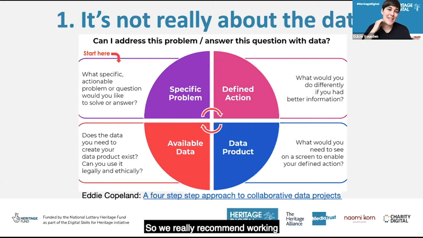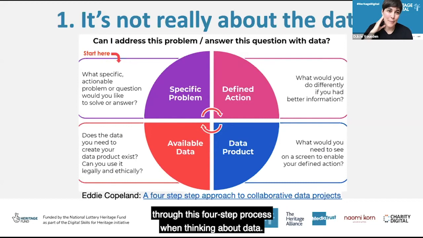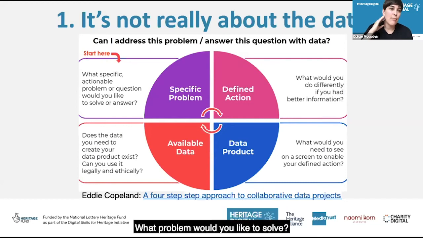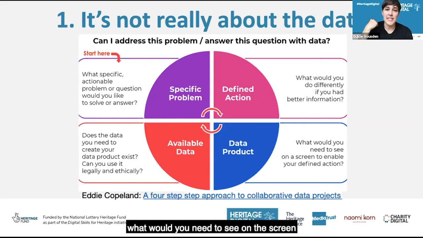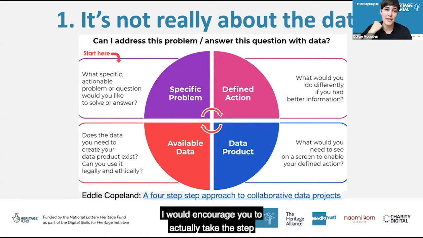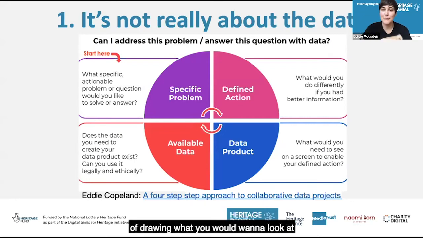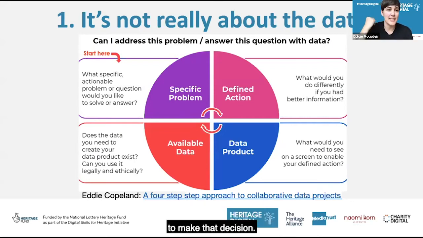And so we really recommend working through this four-step process when thinking about data. What problem would you like to solve? What would you actually do differently? What action would you take if you had better information? Sometimes it can be very helpful to think, what would you need to see on a screen to make this decision? And I would encourage you to actually take the step of drawing what you would want to look at to make that decision. And then you can think about, do you have the data to actually do this?